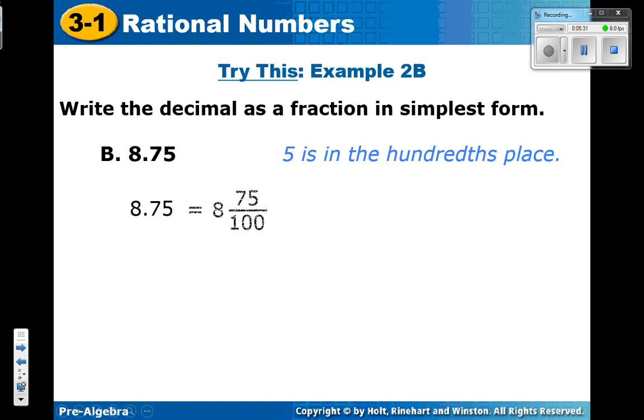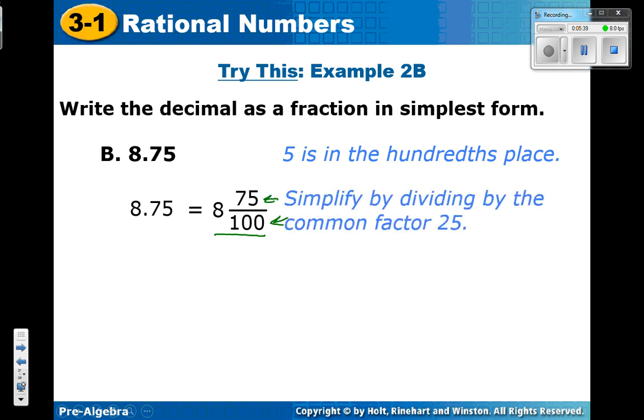That 5 is in the hundredths place, so 8.75 is equal to 8 and 75 over 100. We can simplify by dividing by 25 over 25, which will give us 8 and 3/4. Hopefully you guys already know that 0.75 equals 3/4.